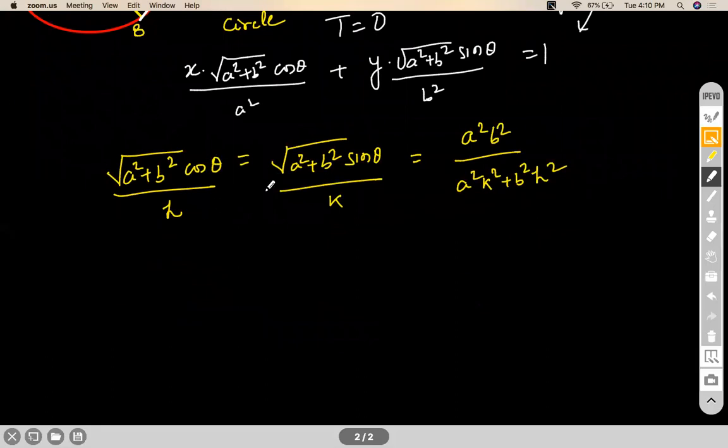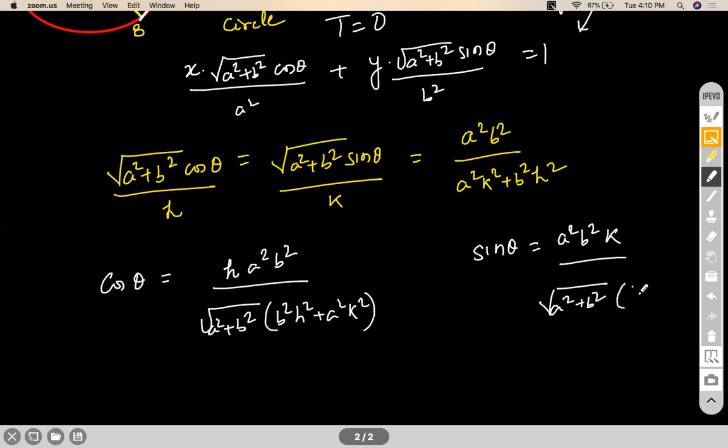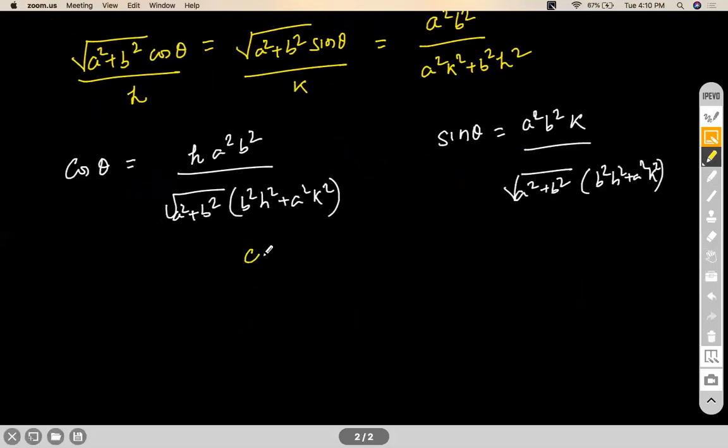Now try to eliminate theta here. So if you do that, from here your cos theta will come out to be h times a square b square by under root of a square plus b square times b square h square plus a square k square. And sin theta will come out to be a square b square k by the same thing, under root a square plus b square times b square h square plus a square k square. Now we know the very famous Pythagorean identity that cos square theta plus sin square theta has to be 1. So if you do square of this and square of this and equate it to 1, this is what you should be seeing.